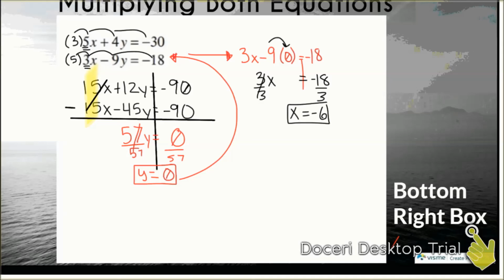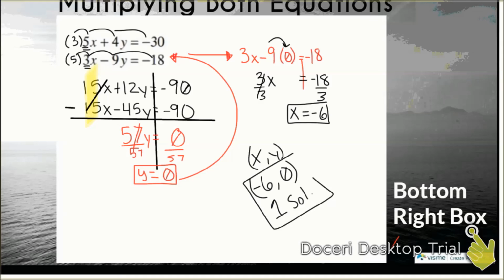Okay? So then we have our ordered pair to write. Remember, it's x first, then y. So I know it's going to end up as negative 6 and 0. And that's going to give me a 1 solution answer.